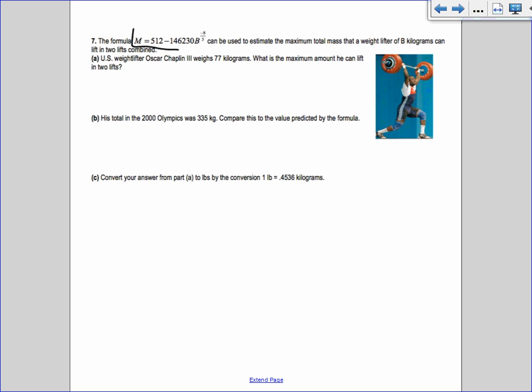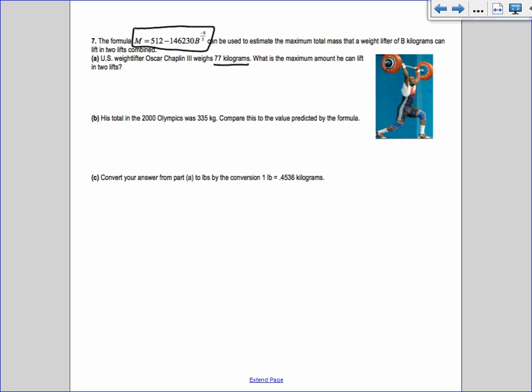So m equals 512 minus 146,230 b to the negative 8/5. And it can be used to estimate the maximum total mass that a weightlifter of b kilograms can lift in 2 lifts combined. Okay, so have you guys seen this in the Olympics where they do one lift and they put it down, and they do another one and they put it down? Usually they're not always the same in both lifts, but it's weird.